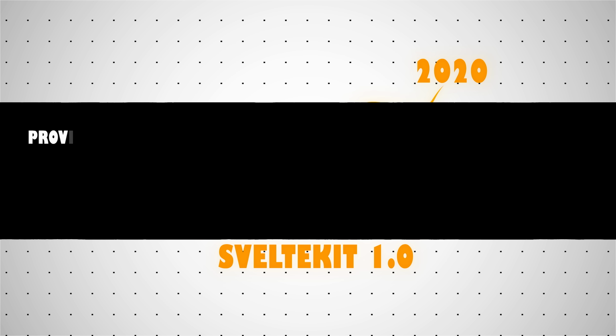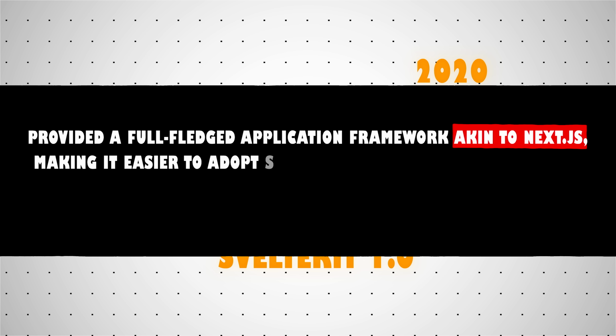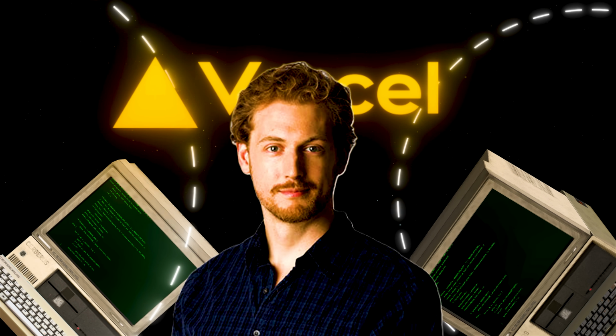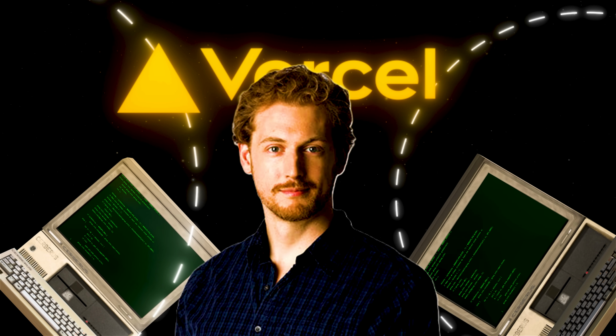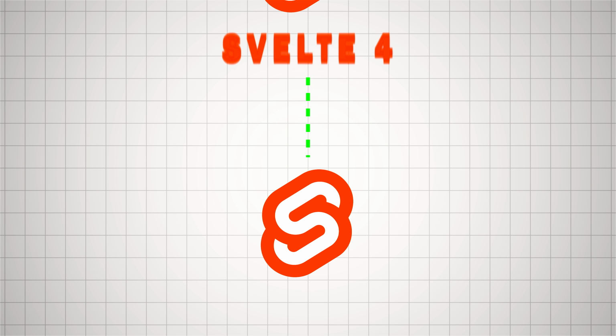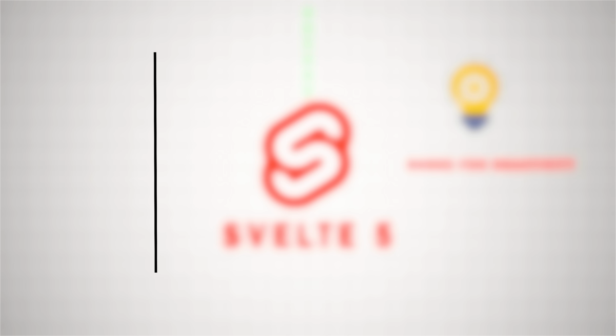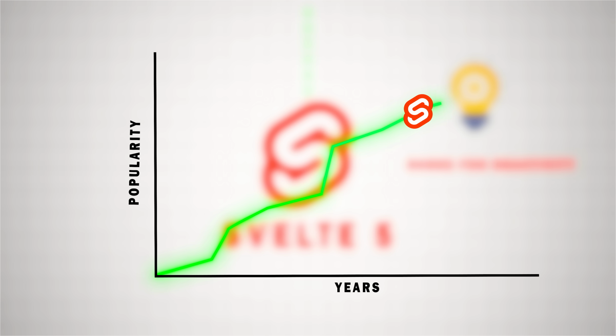SvelteKit, announced in 2020, provided a full-fledged application framework akin to Next.js, making it easier to adopt Svelte for larger, production-scale projects. In 2022, Harris joined Vercel full-time to work on Svelte, signaling strong industry support. Svelte 4 brought performance enhancements, and Svelte 5 introduced bold new ideas like runes for reactivity. Through these versions, the framework continued to evolve.